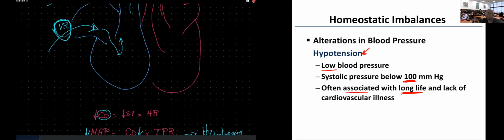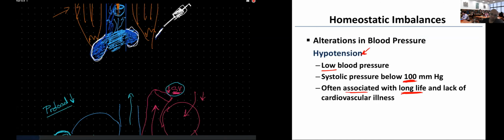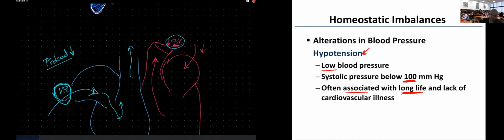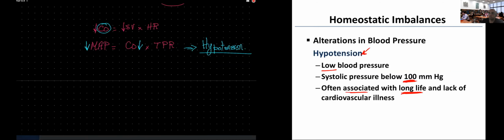All right, so again, why is long life a risk factor for developing hypotension? Because of the weakening of skeletal muscles, resulting in a reduction in the amount of blood returning back to the heart. And so this is going to be manifested as a reduction in stroke volume, cardiac output, and so blood pressure.